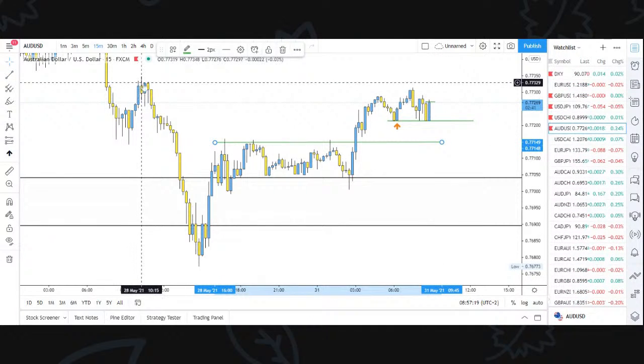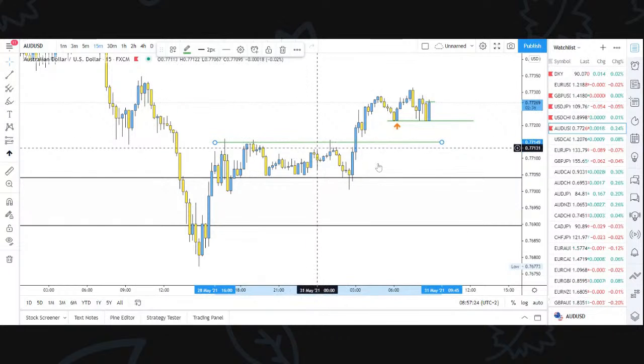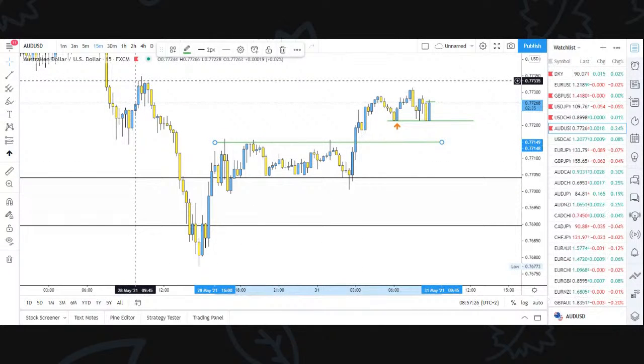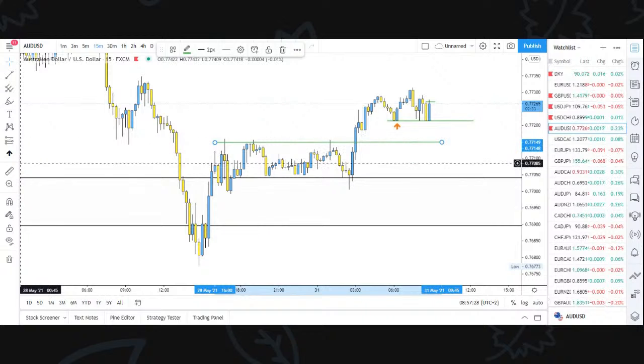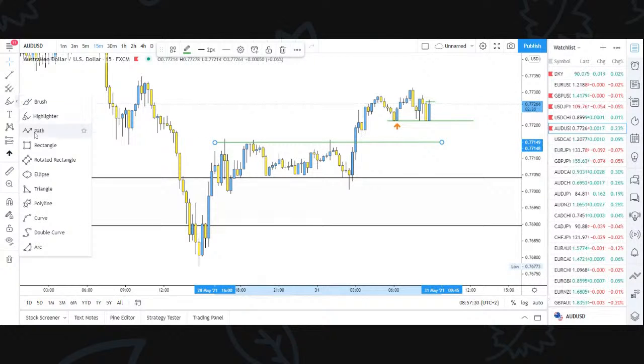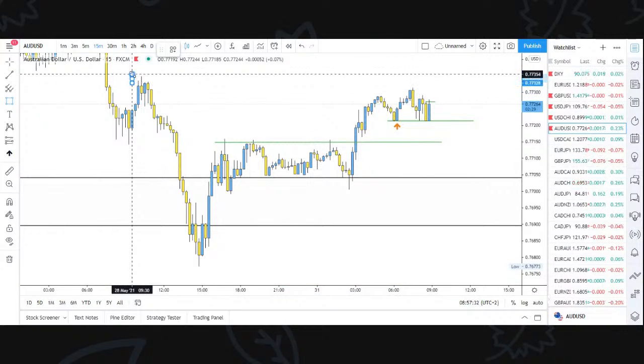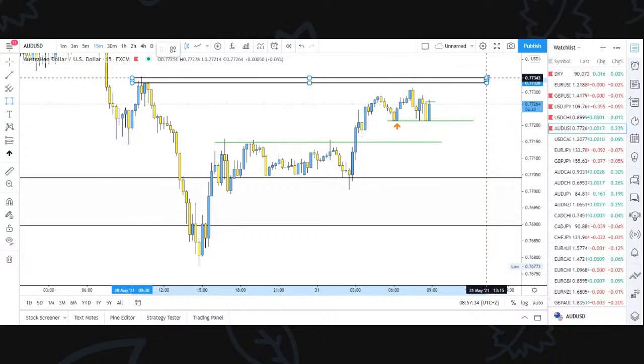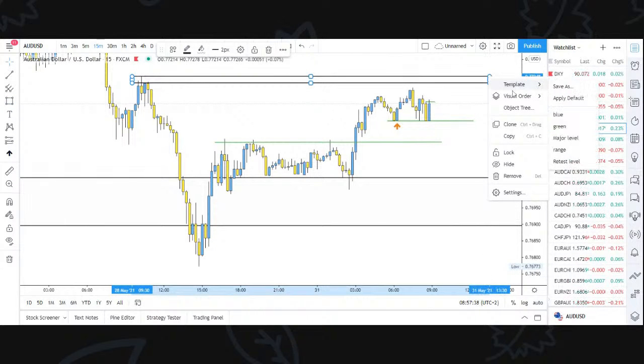Now, yes, I do know that people say, oh, structure, structure, structure. But look at this. Okay, this is a management level, right? What I will use this as right here, because we are still sell biased according to structure, we stay sell biased until we break this, right? Let me change this to green.